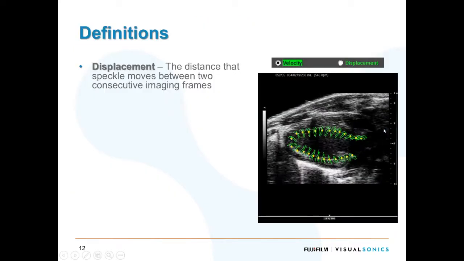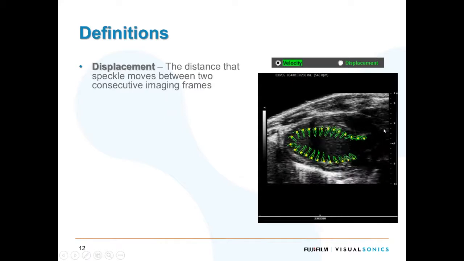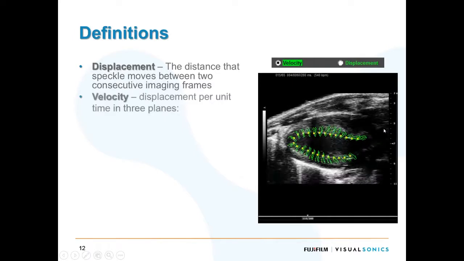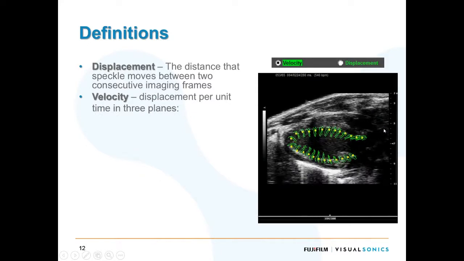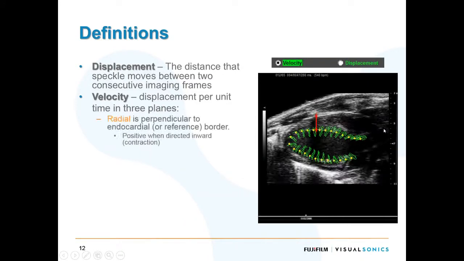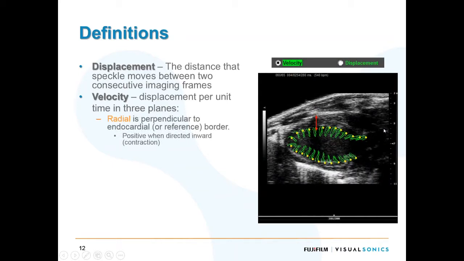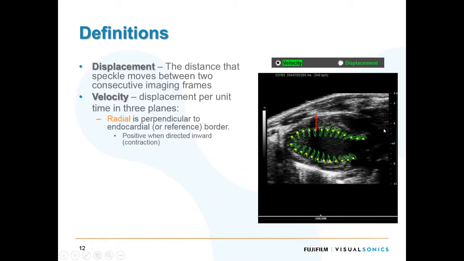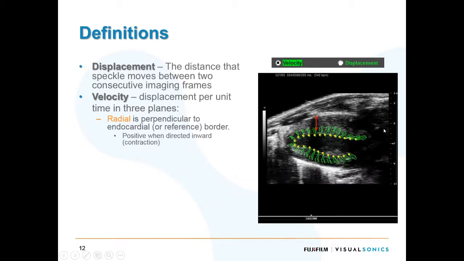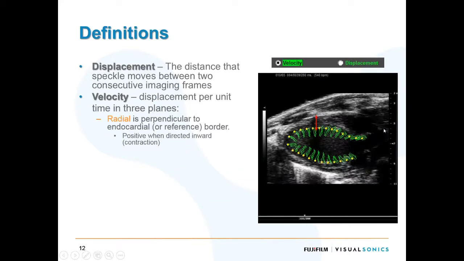So as I mentioned, what we get is a distance that the speckle moves between 2 consecutive imaging frames. And if we know the distance it moves between the frames and the frame rate, then we can get our velocity. And this all occurs in 3 different planes. The first one is the radial plane. This is going to be perpendicular to the reference border that you're using. In this case, in this video, it's the endocardium.